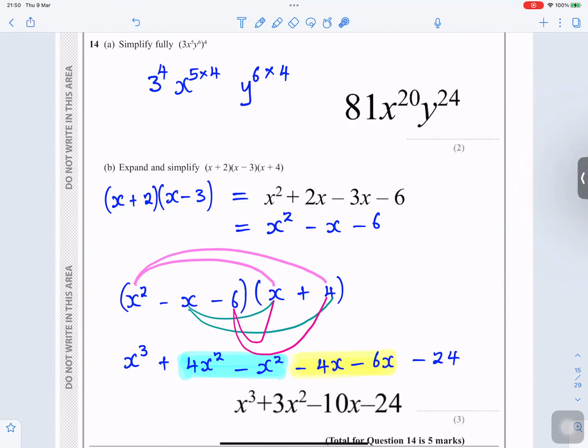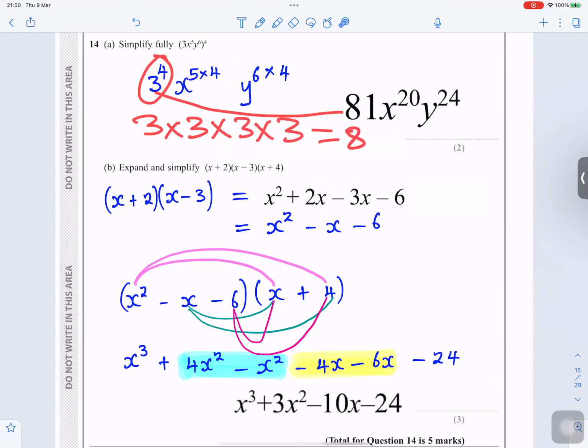Question number 14. Simplify fully. 3x to the 5, y to the 6, all to the power 4. So that means we'll have 3 to the power 4, x to the 5 to the power 4, y to the 6 to the power 4. 5 times 4 is 20. 6 times 4 is 24. 3 to the power 4 is 81. 3 times 3 times 3 times 3 is 81.